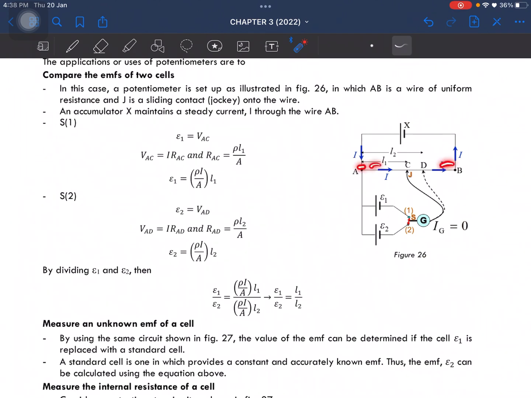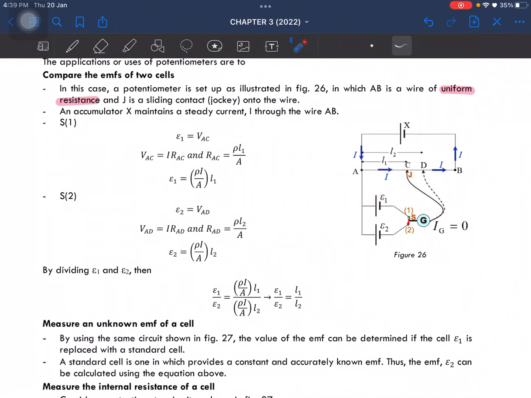So wire AB is a wire of uniform resistance, and this is the jockey. J is the jockey. An accumulator X, this one, the battery, maintains a steady current through the wire AB. So there is current flowing. Remember, when G equals 0, EMF1 here will be equal to the voltage VAC. VAC is equal to I times the resistance of AC only. Resistance AC. This is Ohm's law, V equals IR.